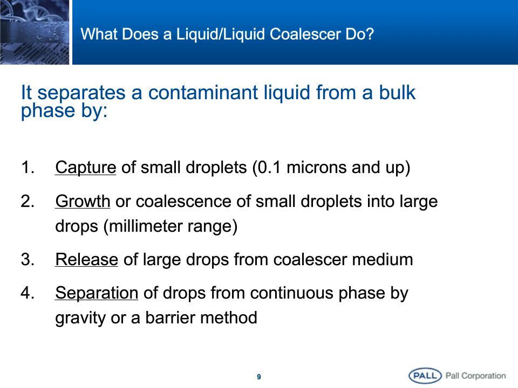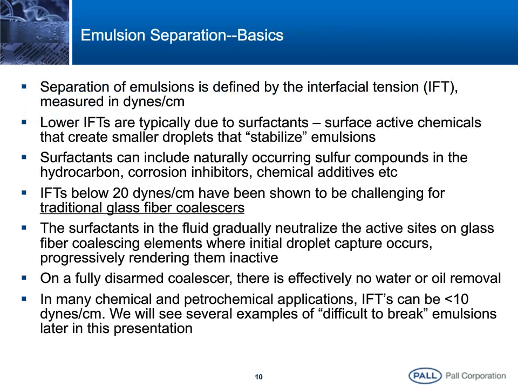This is a very busy slide that describes the principles of separation. Interfacial tension is an important parameter that defines how stable is the emulsion. If your interfacial tension is less than 5 dynes per centimeter, emulsion is very stable and hard to break, and the droplet sizes are quite small. The surfactants that are present can cause this problem.